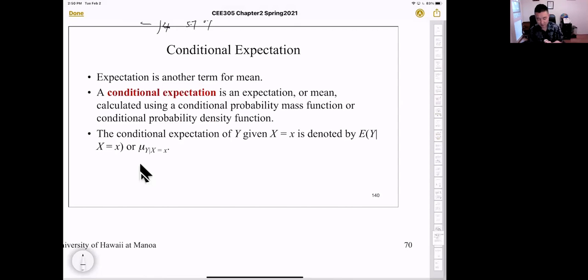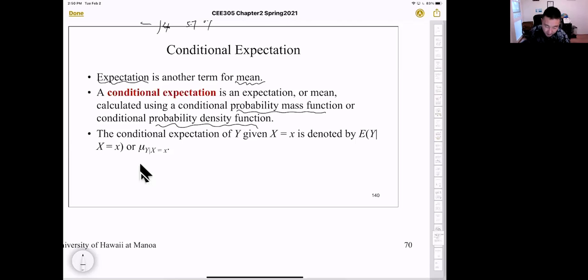Conditional expectation is another term for mean. Basically, expectation is another term for mean when considering probability. And conditional expectation is a mean value or expectation which is calculated using conditional PMF or PDF, depending on whether it is discrete or continuous variables.